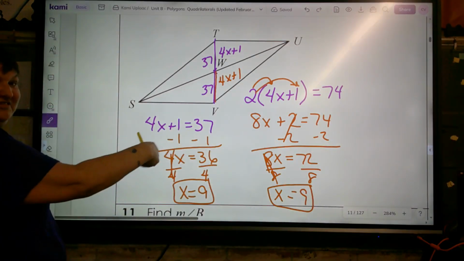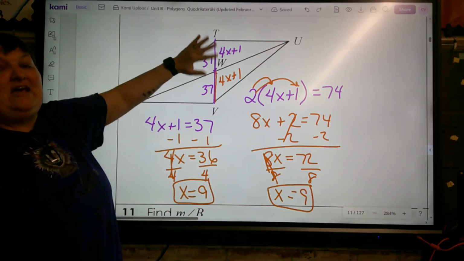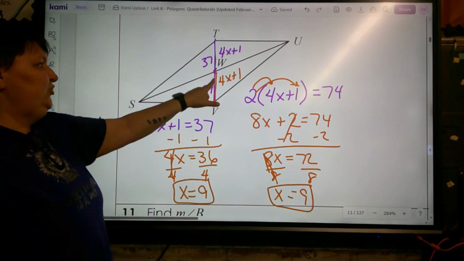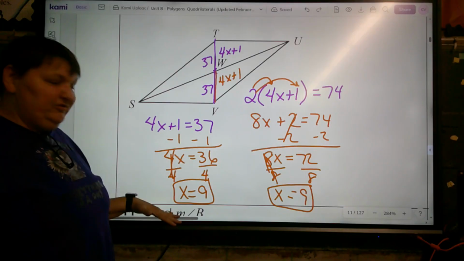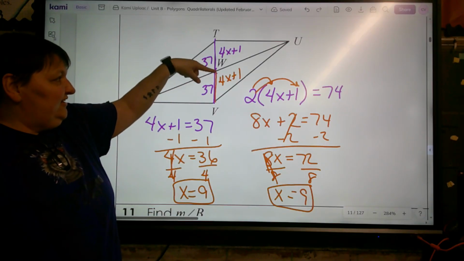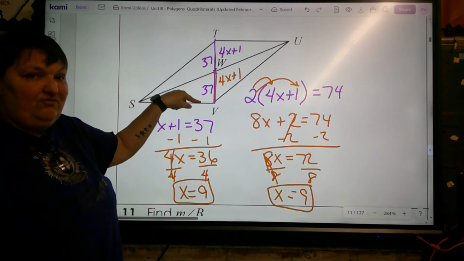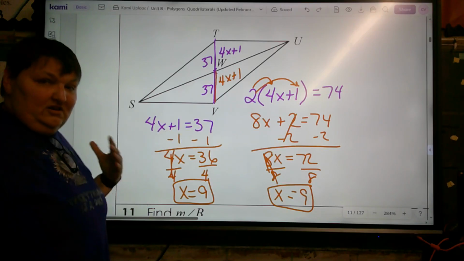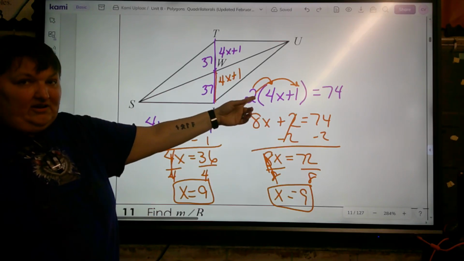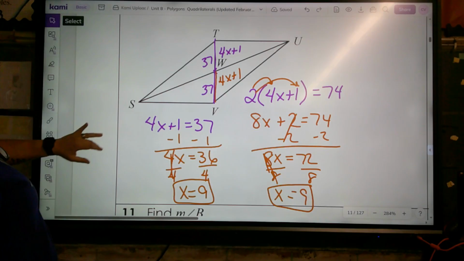So whichever method you like better, whatever information you can remember better. If you can remember that these are equal, then do this equation. If you can remember that if this one is 4x plus 1, this one is 4x plus 1, and together they have to equal 74, do this equation. Just remember to use distributive property correctly. All right, watch it as many times as you need to.